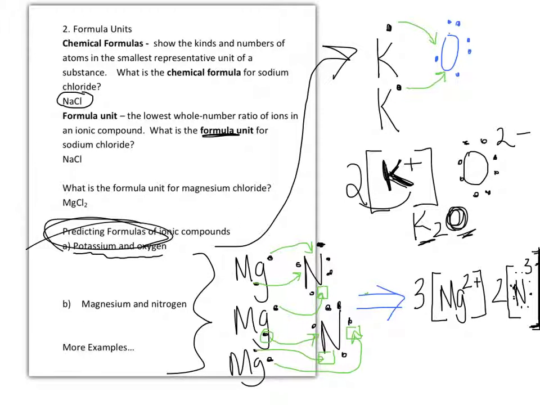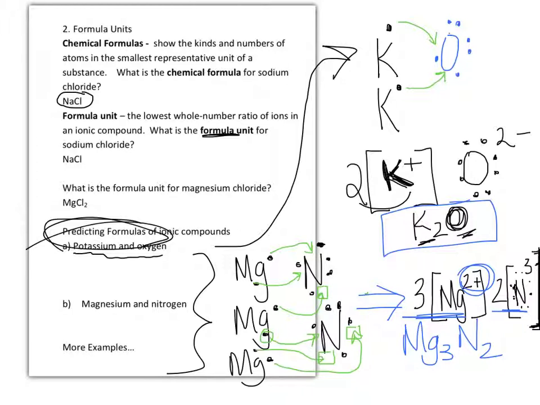So anyway, so you have 3 magnesium and you have 2 nitrogen, and magnesium is positive, it's the cation, so it will go first when we're writing the formula like we did up here, and so it'll be Mg3, and nitrogen is second, and it is the anion N2, Mg3N2, and that is the formula.